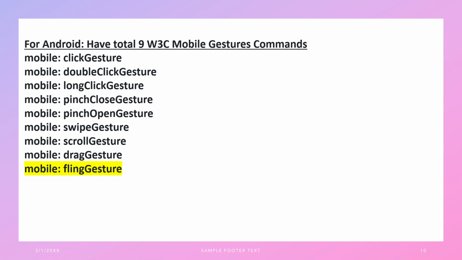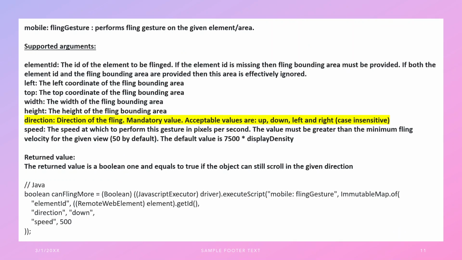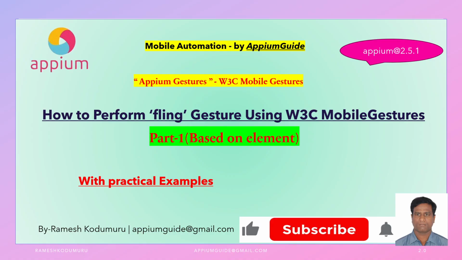In our coming video we will see the fling gesture based upon the fling bounding area, by using left, top, width, height. By using these arguments we can calculate the fling bounding area and perform the fling gesture. For this video we are just sticking to the fling gesture based upon the element here.